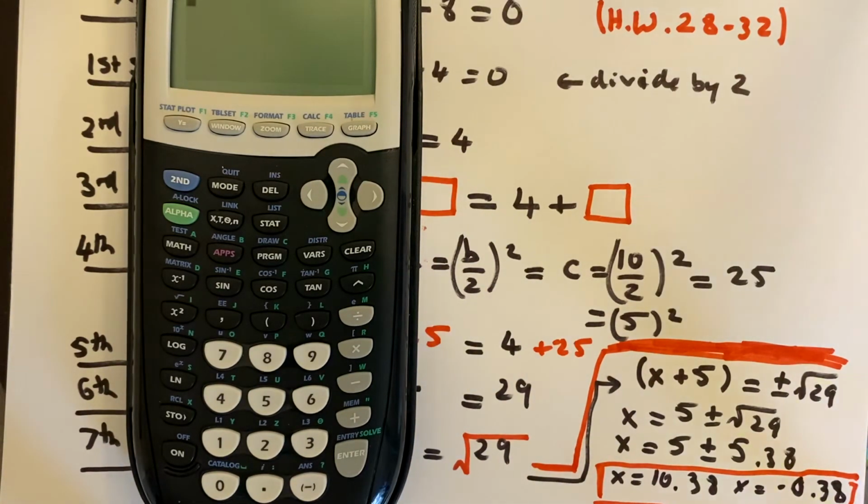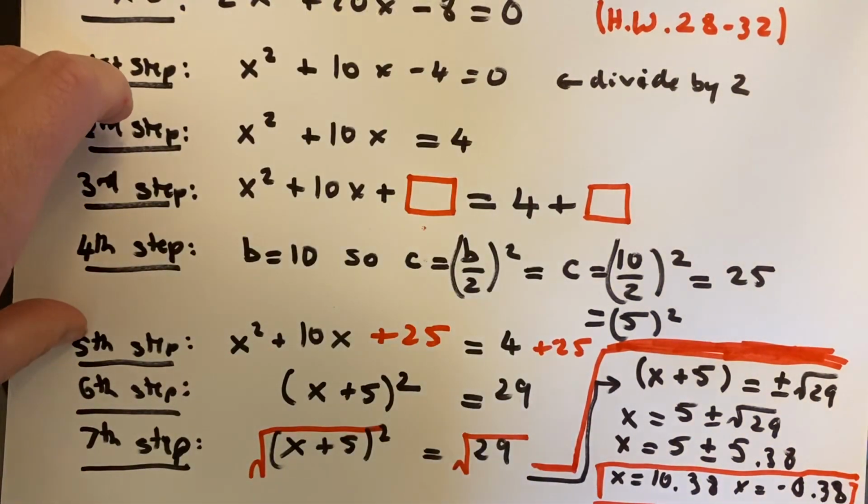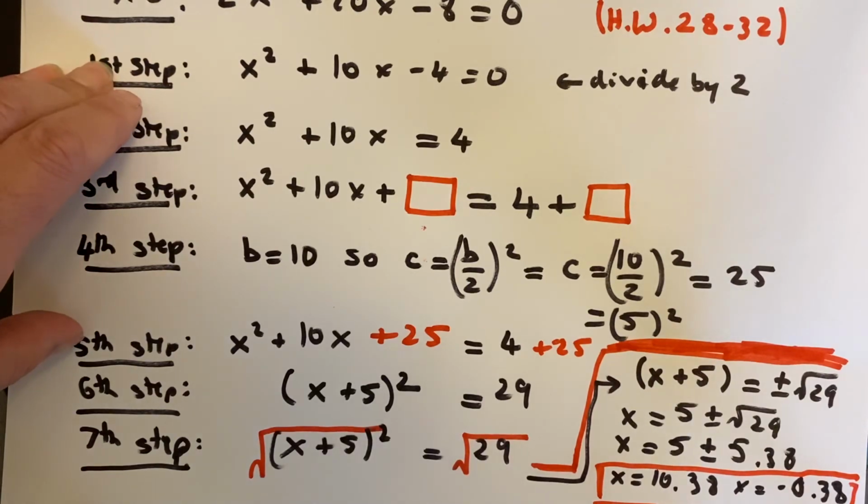I am going to do one optional example, which is going to be number 6. If you feel confident, you can move on to homework problems 28 to 32. If not, I'm going to throw you another example.